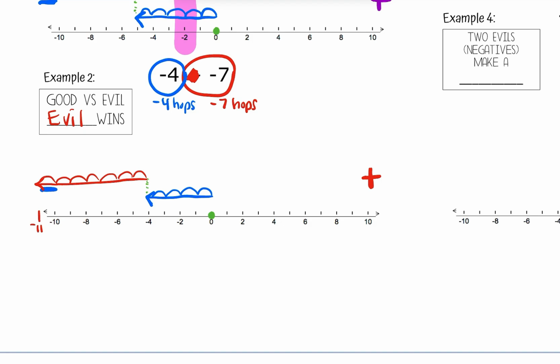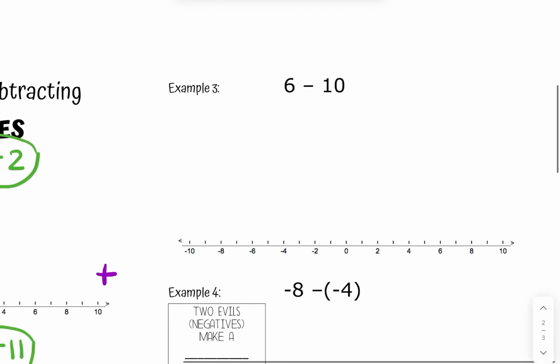And again, I traced down and I stopped at -11. So because I moved the same direction on the number line, I ended up with a larger negative. All right. So I have a -11 as my solution. All right, let's look at example number 3.